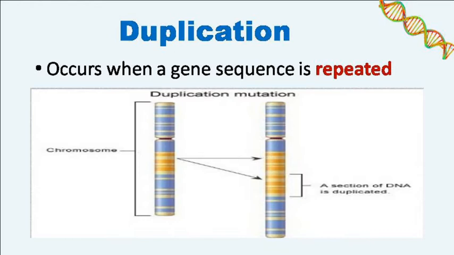The second type is duplication. Whenever a chromosomal segment breaks and gets duplicated and is incorporated in a chromosome, it is called a duplication. In duplication, there is no loss of genes but duplication of genes. So duplication is not as harmful as deletion.